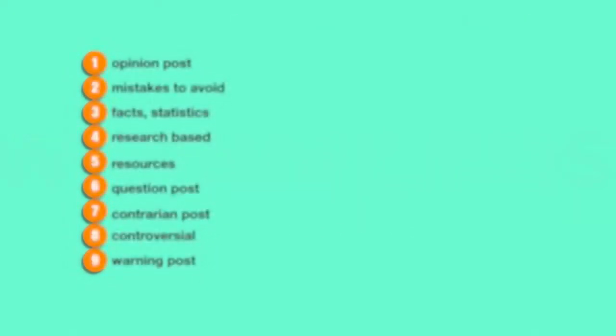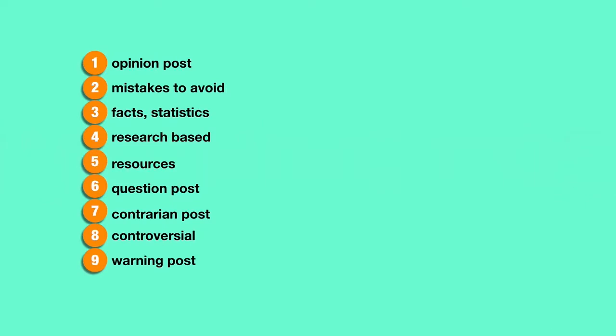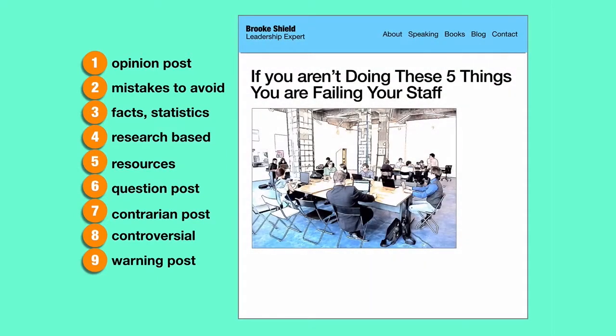Okay, back to number 9. Number 9 is a warning post. Now again, this is something that your audience may really like because it's the kind of thing that's going to make them sit up and think, oh, well, really, I wonder if I'm doing that. So for example, in my example here, it's if you're doing these 5 things, you are failing your staff. So that's a very pointed, opinionated type headline, but it's actually a bit of a warning. And I'm going to want to know what those 5 things are.